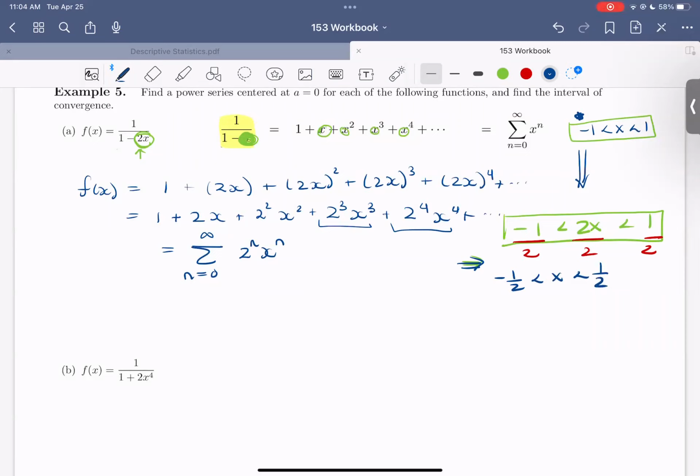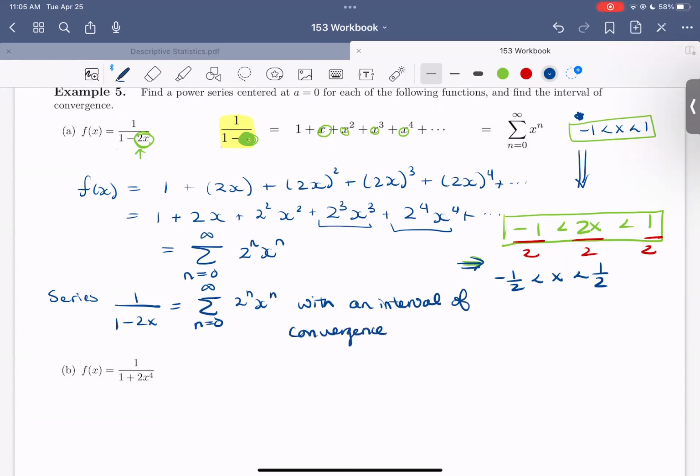So in conclusion, we can say that my function 1 over 1 minus 2x has the power series, the sum n equals 0 to infinity of 2 to the n, x to the n, with an interval of convergence given by -1/2 to 1/2.